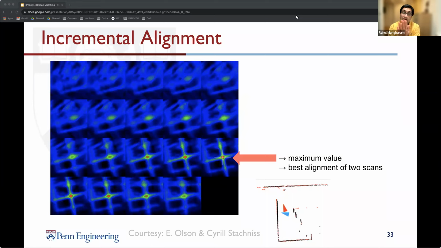And this is one way to do this. There are many ways to maximize this scan matching function, but this just gives us some initial intuition.